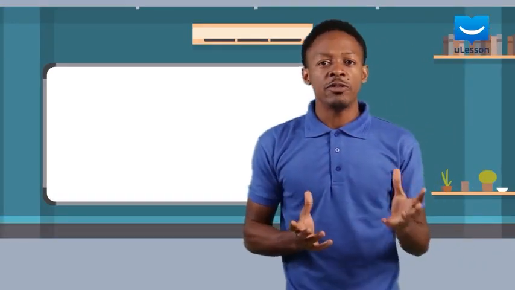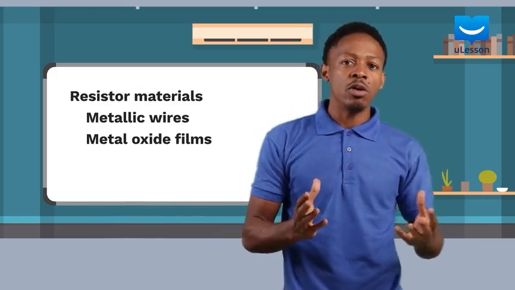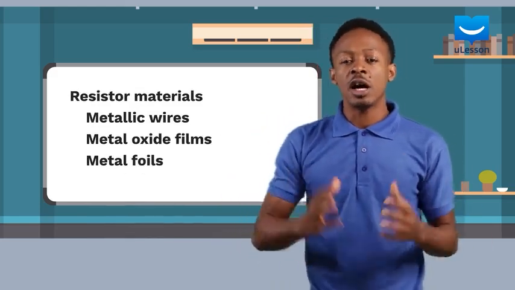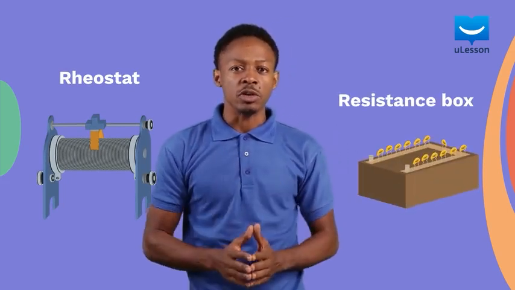Resistors can be made from different materials. These include metallic wires, metal oxide films, metal foils, and so on. So let us talk about two variable resistors commonly used in the laboratory: the rheostat and the resistance box.